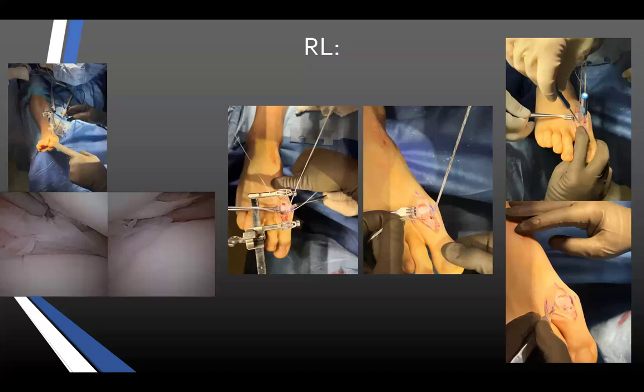Post-operatively, the patient did very well, advanced, and has been back to all of the recreational activities he enjoyed doing.